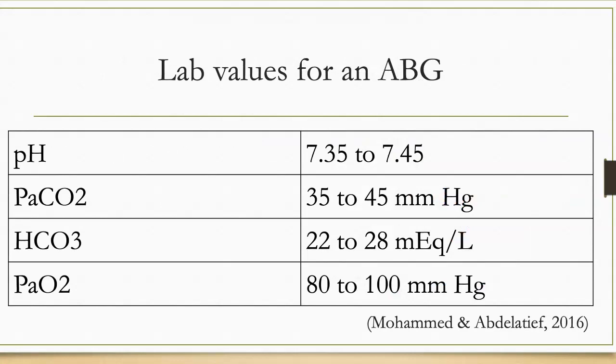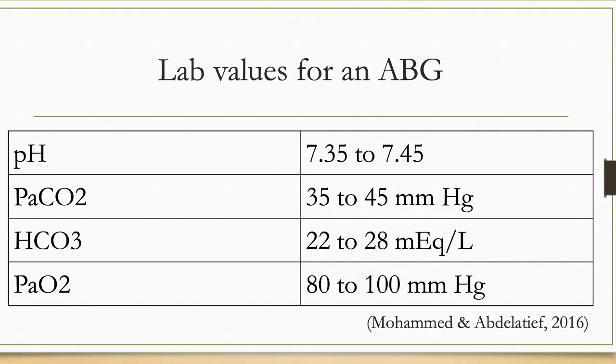So as far as our lab values, like she kind of went over in the video, we're going to go over again. For your pH, you have 7.35 to 7.45. So anything less than 7.35 would be acidotic, and anything greater than 7.45 would be considered alkalotic. As far as for your PaCO2, alkalotic is less than 35, and acidotic is anything greater than 45. As far as for your bicarb, anything less than 22 is acidotic, anything greater than 28 is alkalotic.